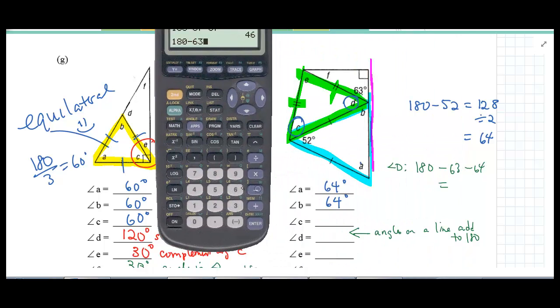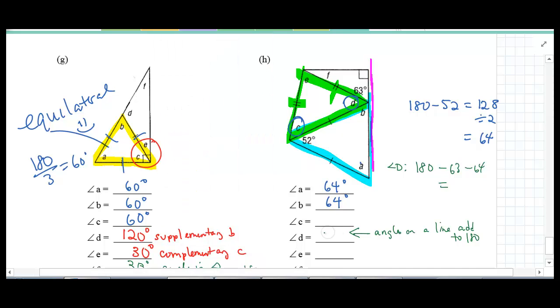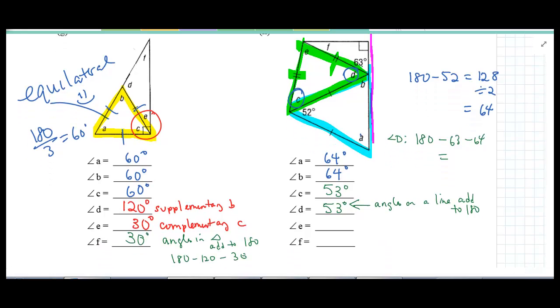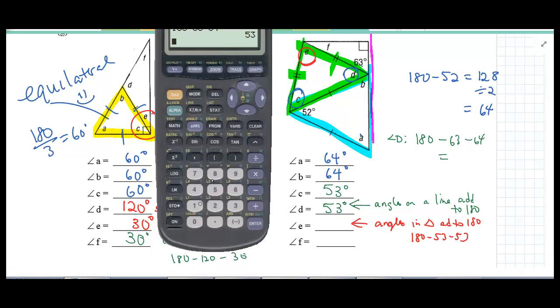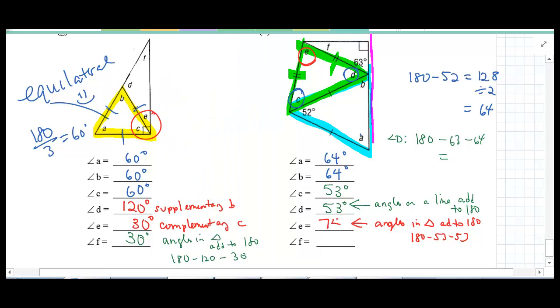180, take away 63, take away 64, bam, 53 degrees. And I told you D was 53, so what's C? Well, that must also be 53 because they are angles opposite of equal sides in the isosceles triangle. Let's finish this off. Angle E, well, that's the last remaining angle in the triangle, so angles in a triangle add to 180. So 180, take away 53, take away 53. How about 74 degrees?